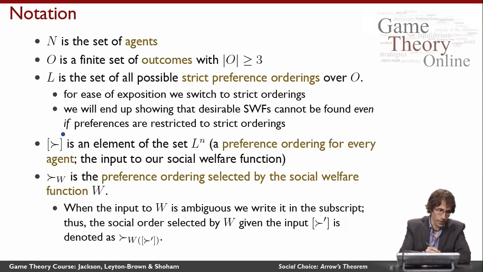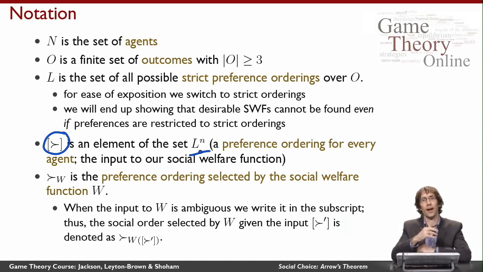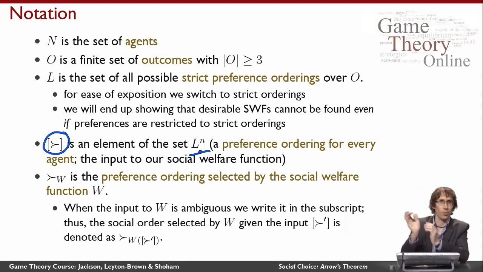I'm going to use this notation here to denote an element of the set L to the n. So in other words, this is going to be a preference profile, a preference ordering for every agent. And this is, of course, the input that our social welfare function takes. So recall that a social welfare function is a mapping from a preference profile, a set of preferences, one for every agent, to a single preference ordering, which is the social welfare ordering.